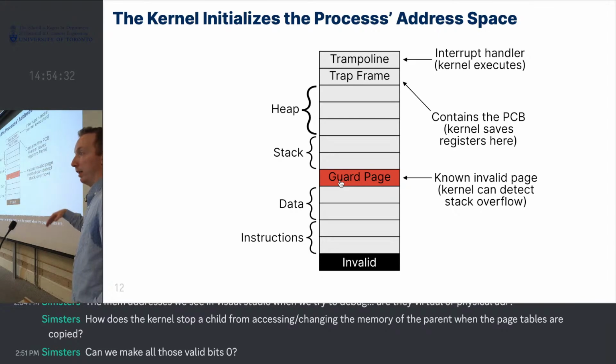So if you get a page fault on the guard page, the kernel knows that that was beside the stack, so you probably overflowed your stack if you got an error there. That's how the kernel detects a Stack Overflow, because it sees an illegal access to that specific page.